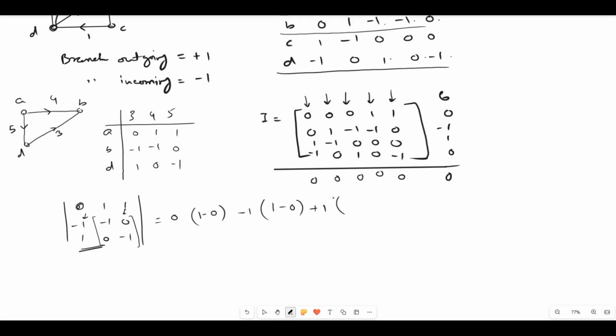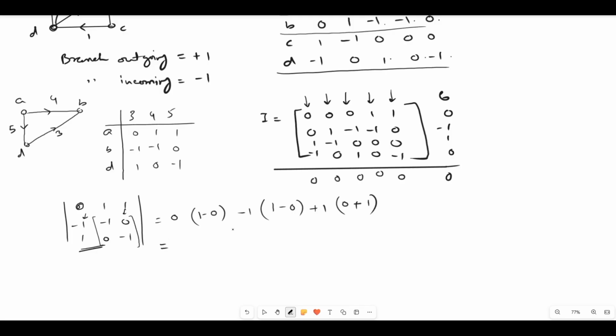Then this area we have to consider, as we already know how to determine the determinant of a matrix. So this will be 0 into minus 1 equals to 0. Then minus of 1 into 1. So it is minus 1. So minus minus it will be plus. So it will be plus 1.